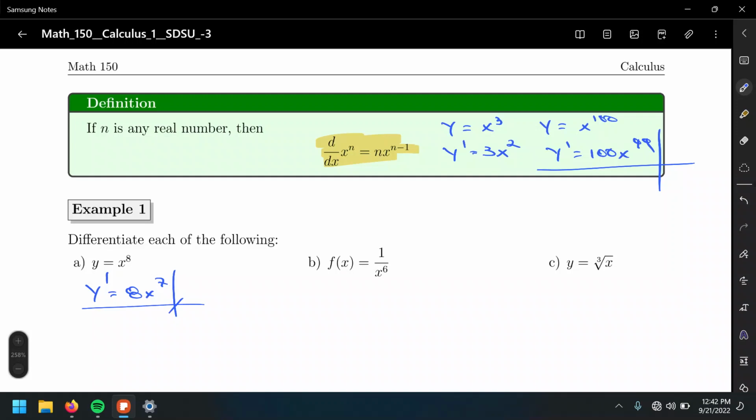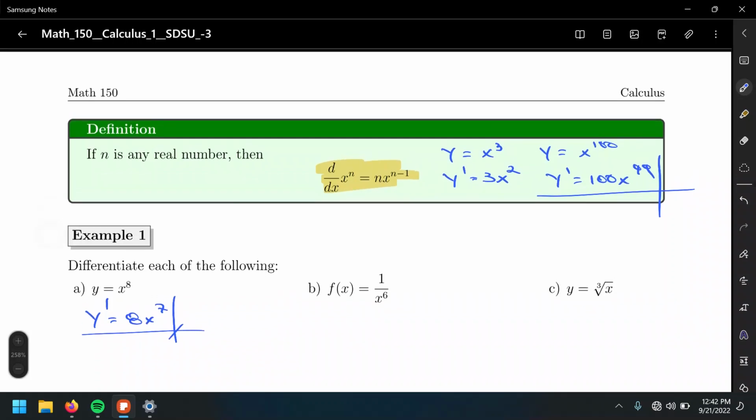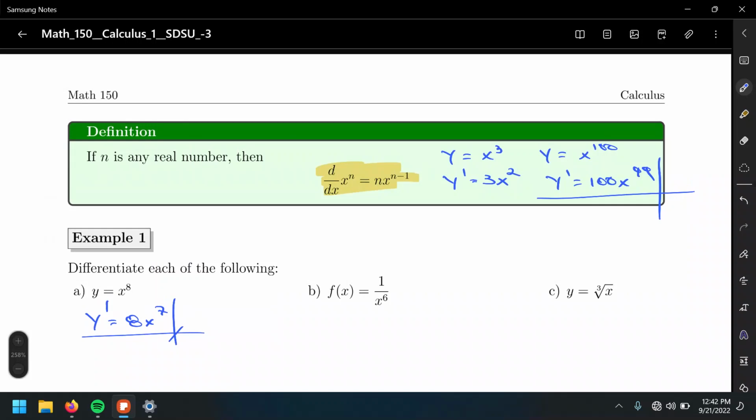Why are you adding 7? Adding, as an exponent? Why did you put 7? Yes, that's the formula n minus 1, so we subtract one integer from the exponent. Yep. This one, be careful. Although this general power rule looks really easy, and in fact it is, be careful.